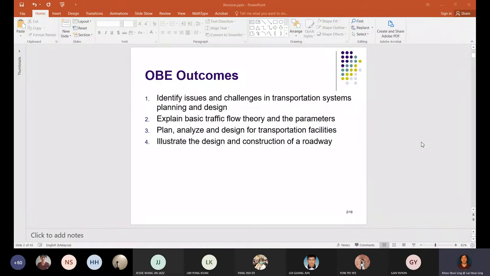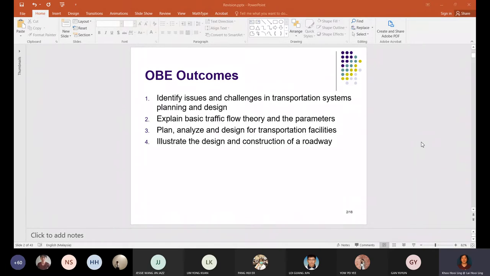So we have gone through the 9 lectures, right? So we have to come back to this OBE outcome. Number one, identify issues and challenges in transportation systems planning and design. Explain basic traffic flow theory and parameters. Plan, analyze, and design for transportation facilities. And finally, illustrate the design and construction of a roadway. So everything falls back, the assessment will fall back to these 4 outcomes.